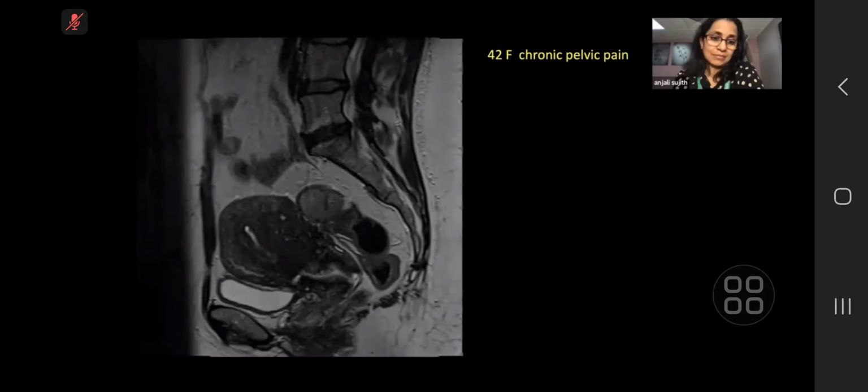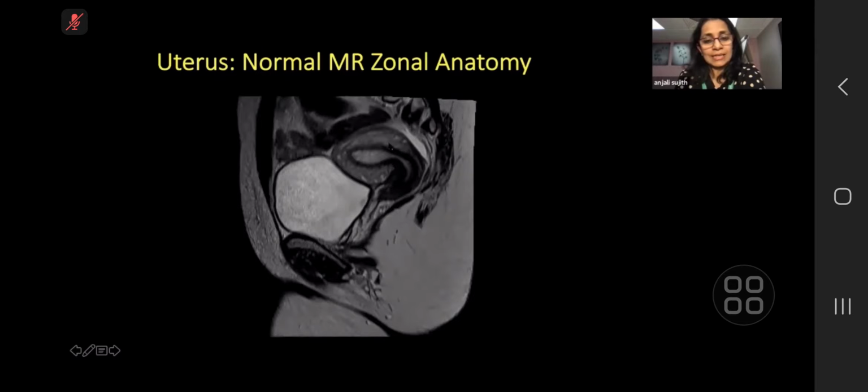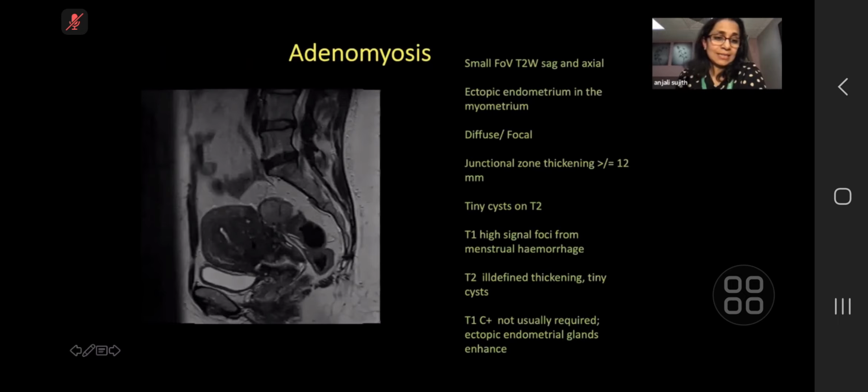Okay. So in a patient with this history, you would consider adenomyosis, particularly with those high T2 signal foci in that posterior fundal wall. Good. So this is a case of adenomyosis. When you go back and look at your zonal anatomy, this is the junctional zone, and its maximum thickness should be 12 millimeters. In our case, we can see diffuse thickening of the junctional zone, which is more in the posterior myometrium.